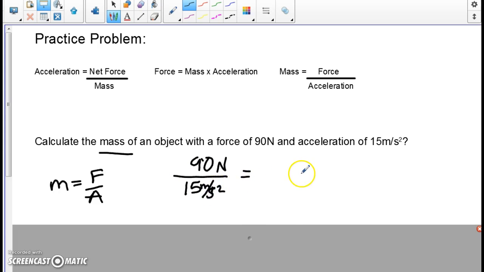Okay, and if I think about how many times 15 can go into 90, we're thinking in our heads, hopefully we should get 6, because 15 goes into 30 twice, and then 60 would be 4, and 90 would be 6. We could also check that on our calculator. So then we have two options for our units. I had newtons on top divided by meters per second squared, which I can write down. Or since I'm using our international standard units, I could also write it down as 6 kilograms.